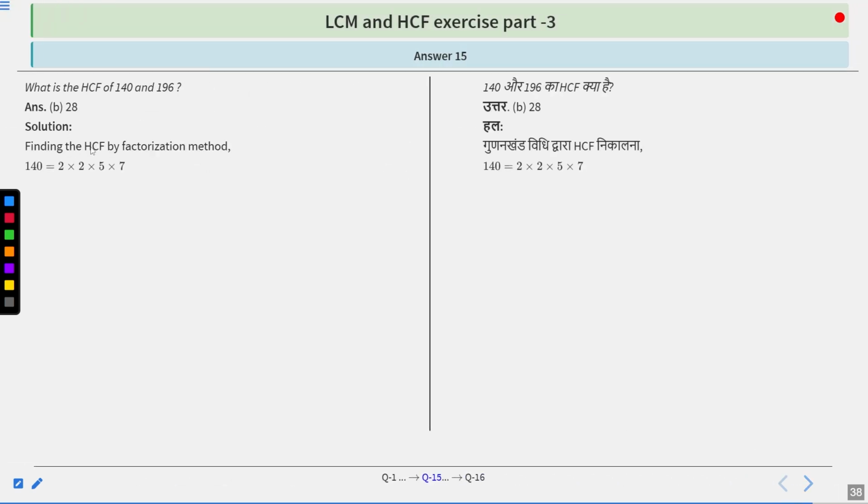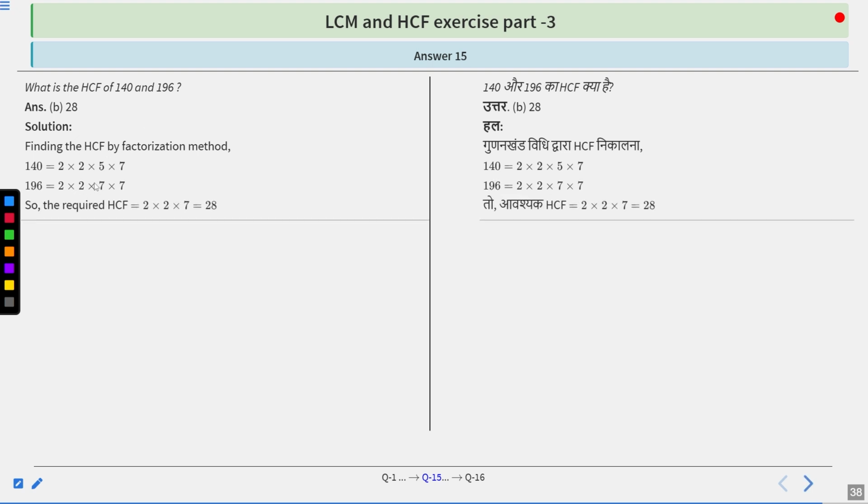Now, the factors of 140 can be written as 2 into 2 into 5 into 7. These are all prime numbers: 2, 5 and 7 are prime numbers. Similarly, 196 can be written as 2 into 2 into 7 into 7. Again, 2 and 7 are also prime numbers. Now we have to look for the numbers which are common in the factors of 140 and 196, and we have to choose the minimum power.